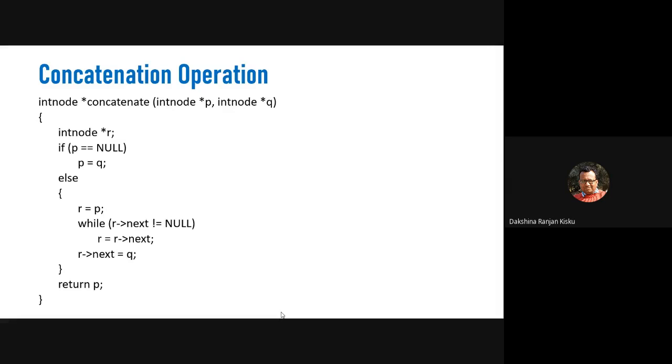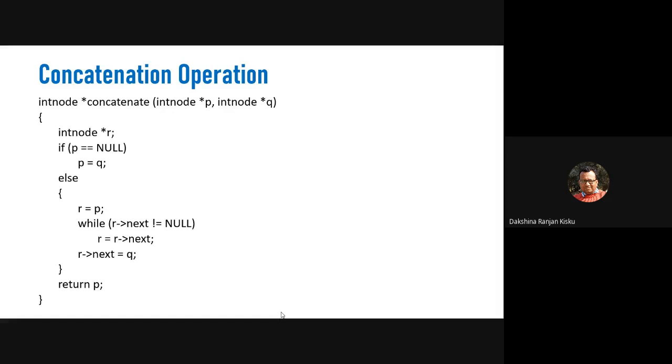Now we will traverse the first linked list, which is pointed to by P, until we get the last node of the linked list, the last node of the first linked list. That is why we are using this while loop. While r next not equals to null, we are making r equals to r next. That means we are advancing until r next is found to be null. We will advance the r pointer for the remaining nodes, so that is why we are making r equals to r next.